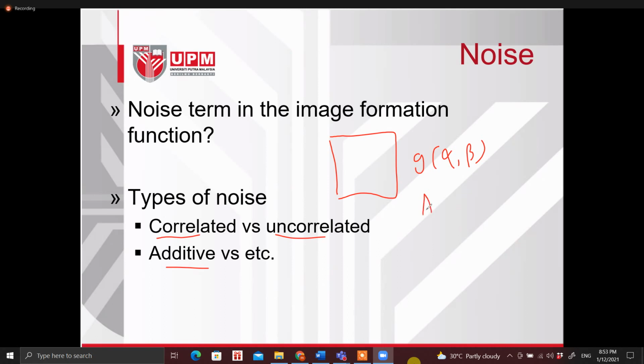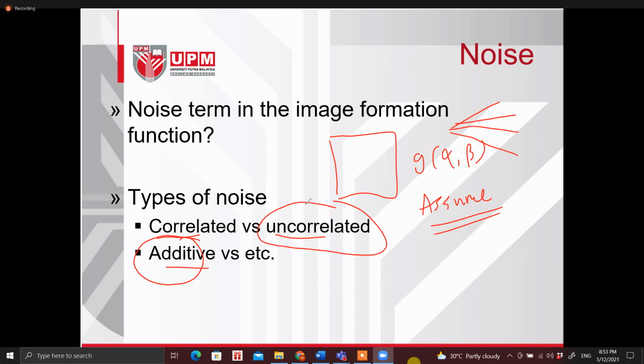That's why we assume, number one, the image is linear, meaning this particular image can be split into multiple images. It comes from multiple images. Number two, if the image has been distorted by noise, we assume that the noise is an additive noise and uncorrelated noise. We assume that.